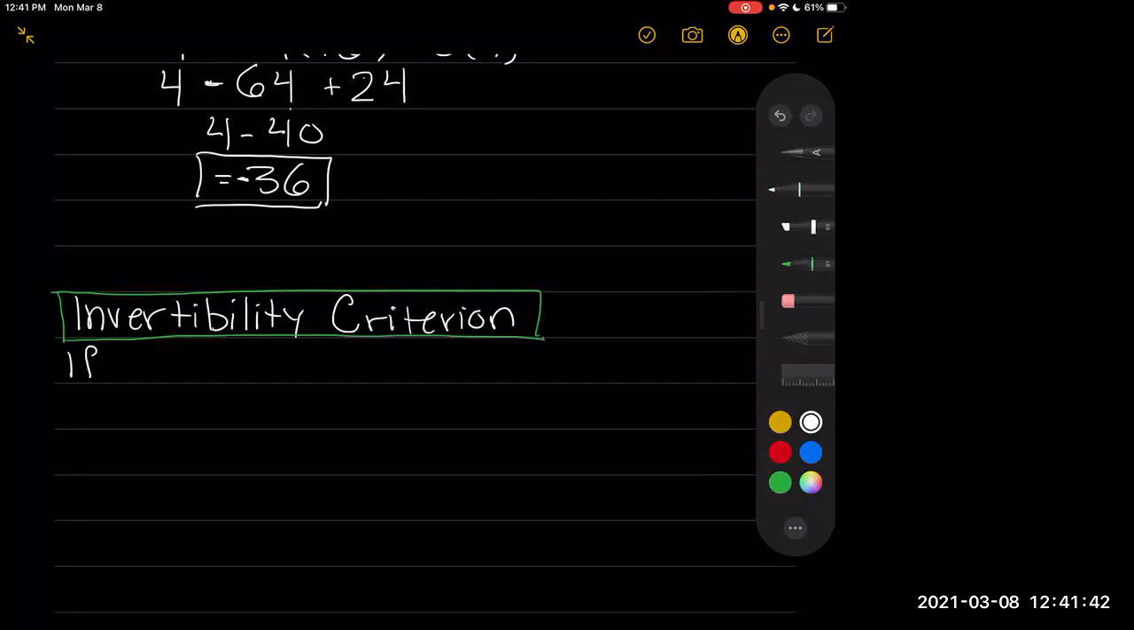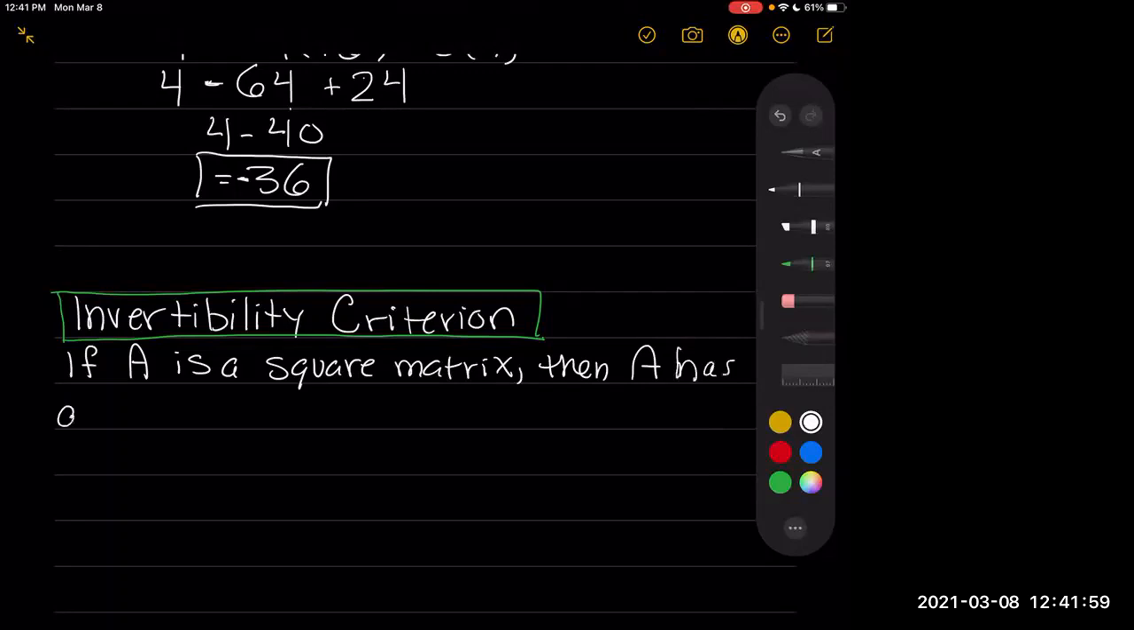So if A is a square matrix, then A has an inverse if and only if the determinant of A does not equal 0.